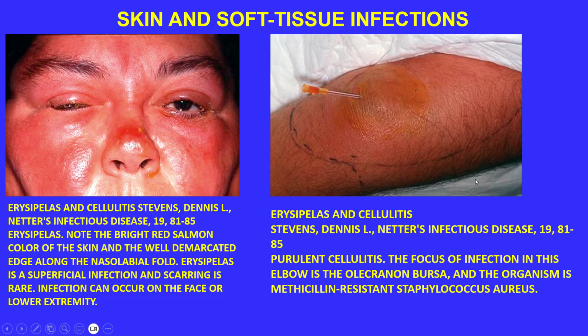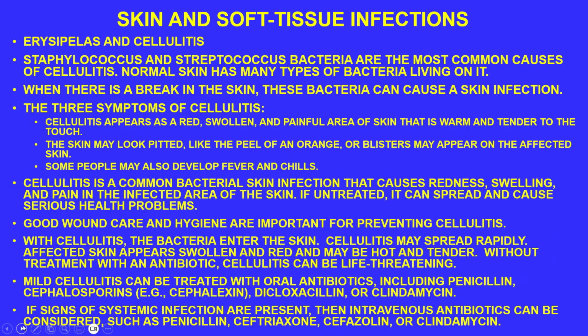Now, if you notice here, we have purulent cellulitis, and you're wondering, is that a needle in the tissue? Yes, because what they're going to do is try to draw out some of the buildup of pus, etc. So the focus of the infection in this elbow is the olecranon bursa, and the organism is methicillin-resistant Staphylococcus aureus. So they're going to try to reduce the pressure and the pain by drawing out some of that fluid. Okay.